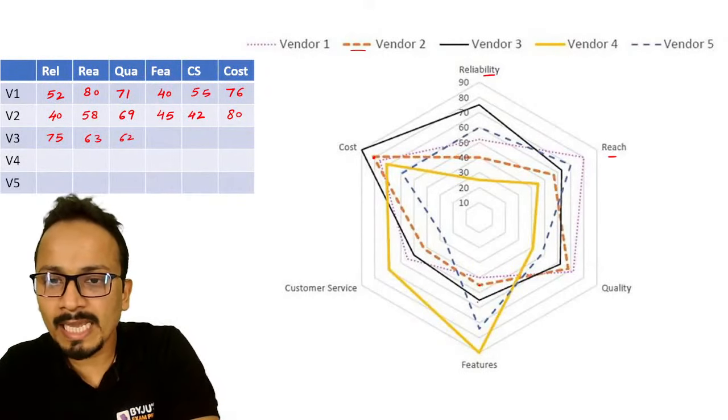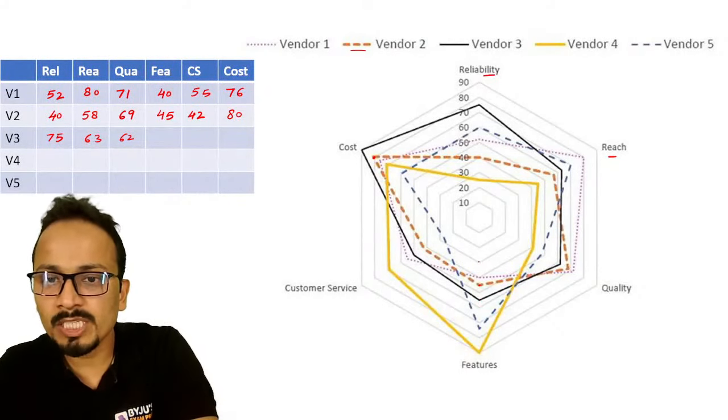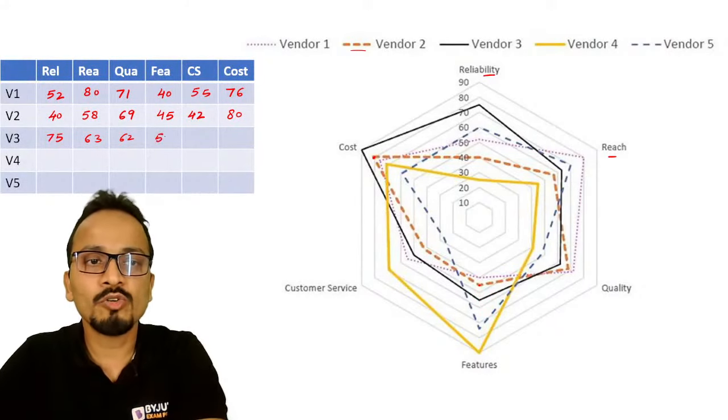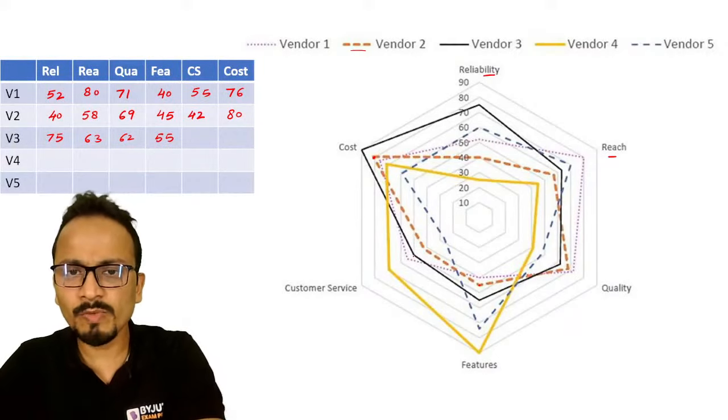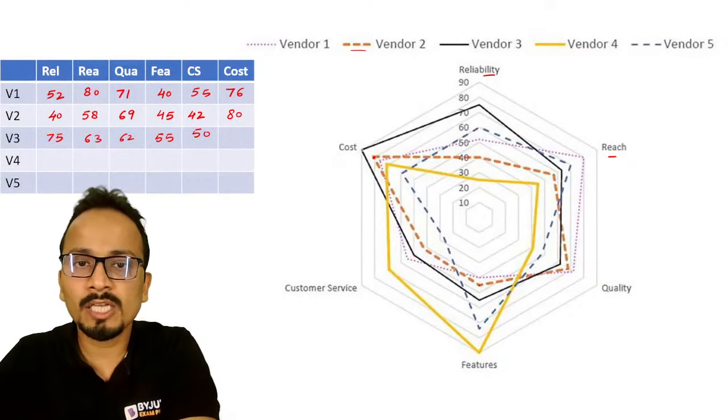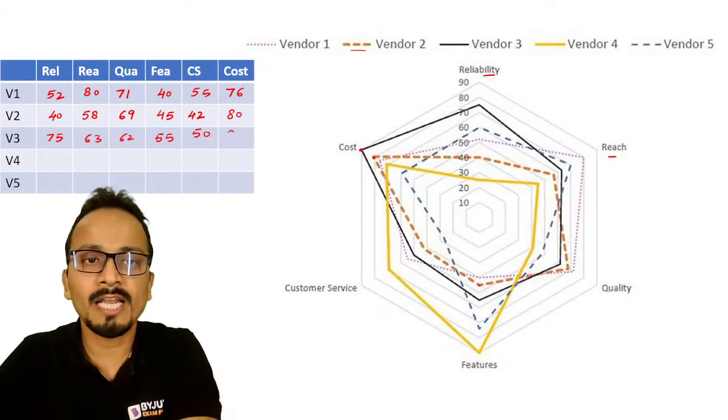Next value is between 50 and 60, so 55. Next value is exactly on 50. And the last value is cost, which is exactly on 90.